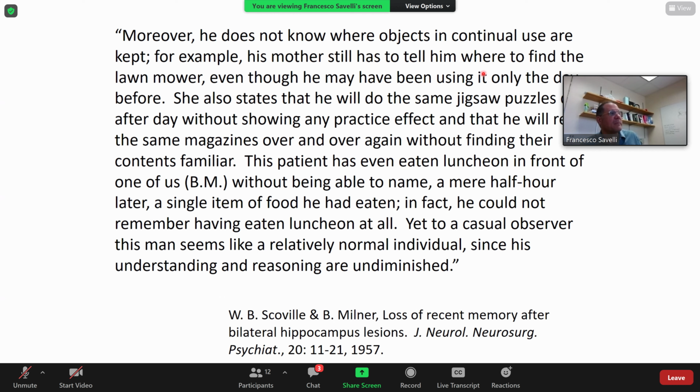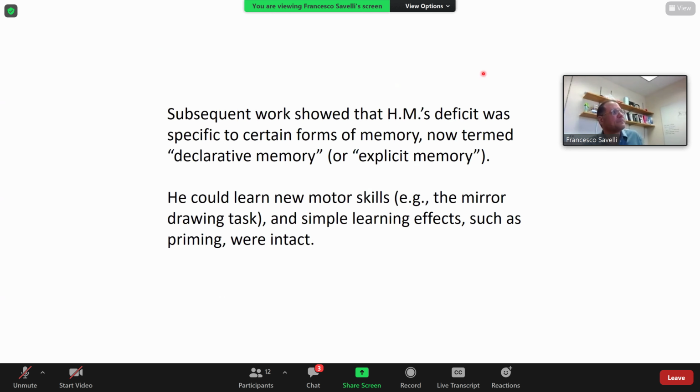And so on. So this was a big deal because it pointed to the function of the hippocampus. But the point is, this man seems like a relatively normal individual since his understanding and reasoning are undiminished. Okay. And so he could still learn new things, but it was a different kind of memory. So he could learn procedural tasks. He could have motor learning.